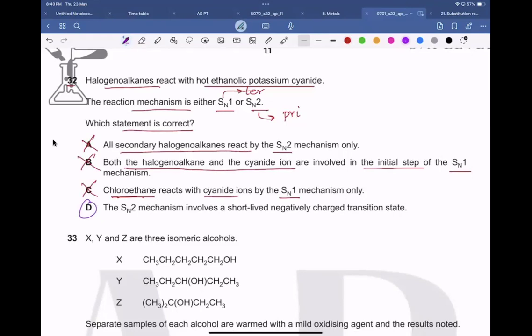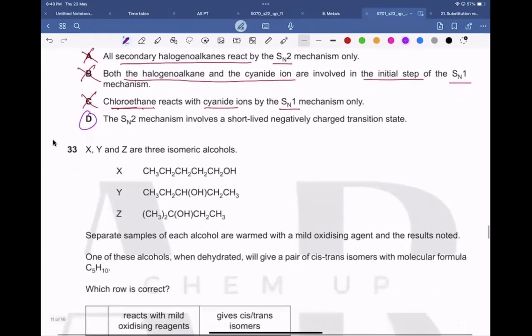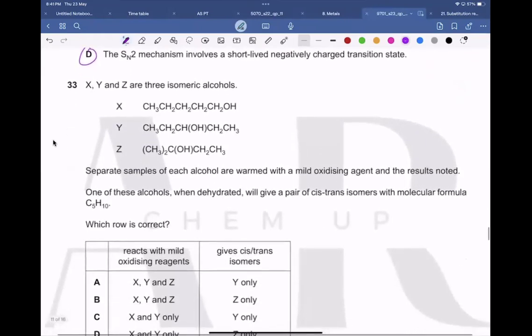The SN2 mechanism involves a short-lived negatively charged ion transition state. Yes, that's what happens. There is an intermediate transition state where we get a carbon where the substitution is taking place with 5 bonds. 2 bonds are not complete bonds.